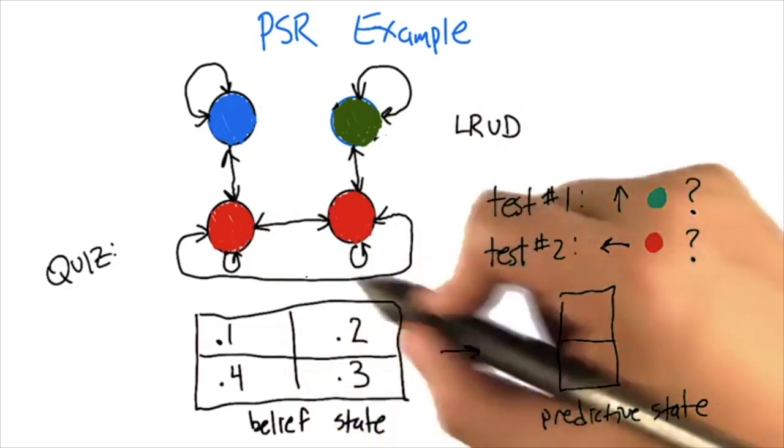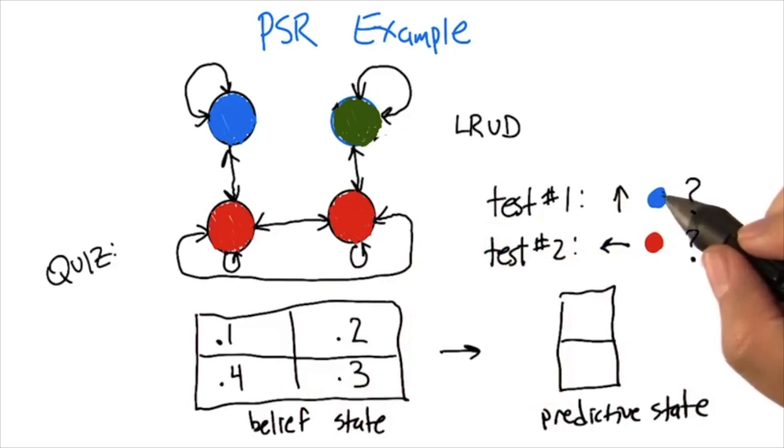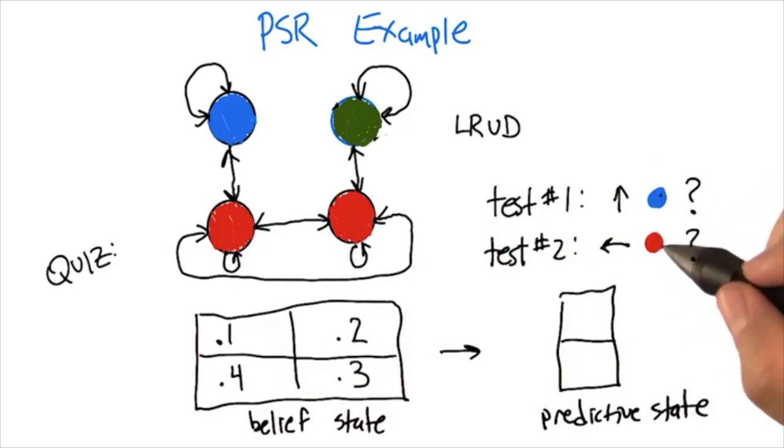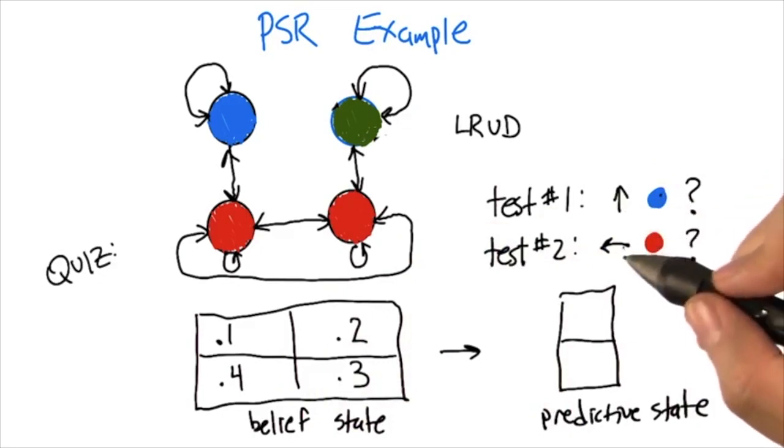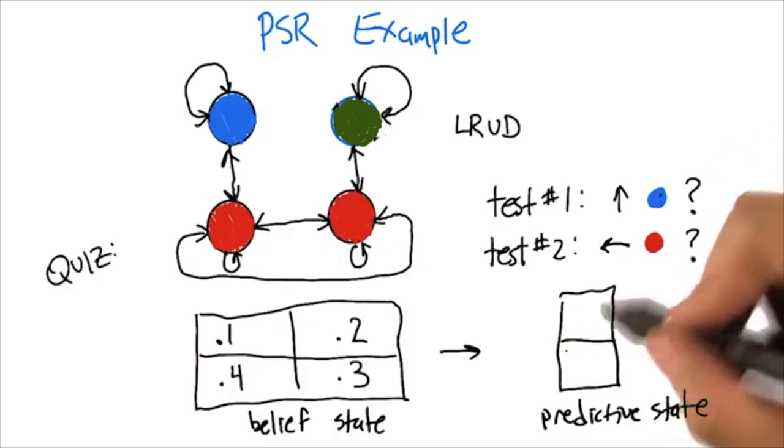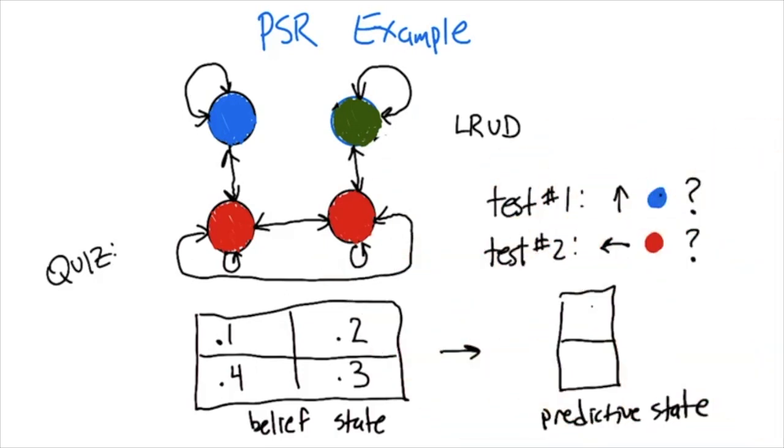So from this belief state, how likely is it that I'm going to see blue if I take action up? And how likely is it that I'm going to see red if I take action left? Do you think you can work out what those numbers are just from the information we have here? Yeah, I'm pretty sure I can, actually. You want to give it a try? If you insist. I'm going to insist. All right, well, let's go.